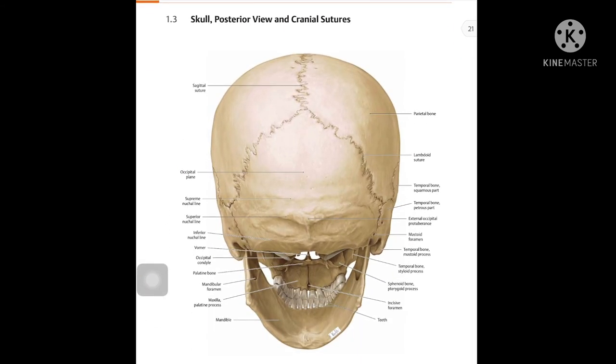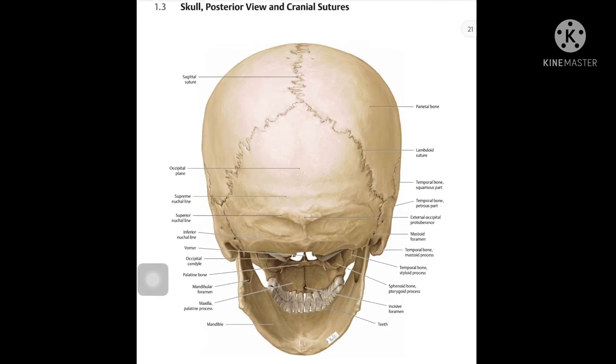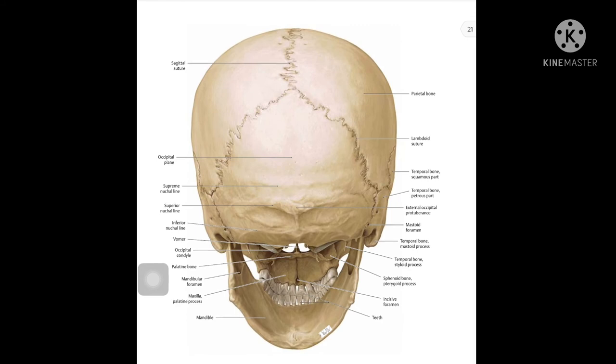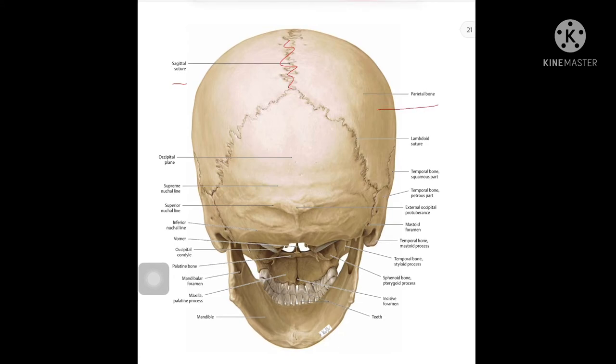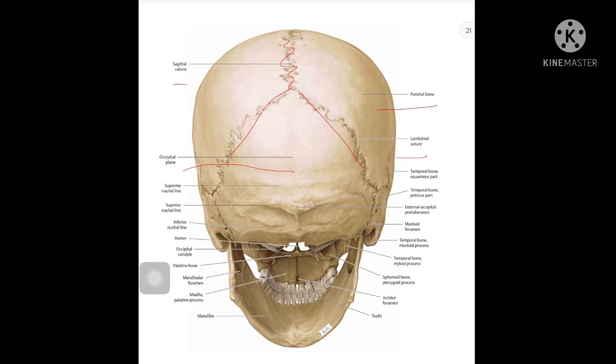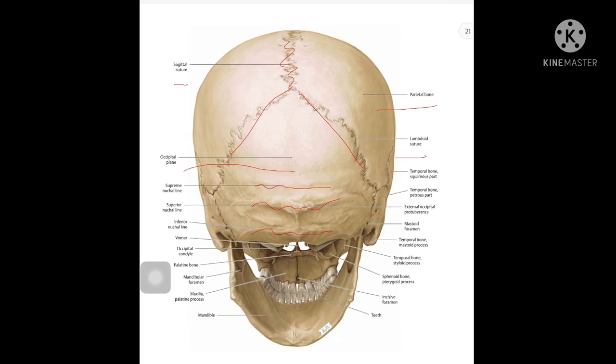See, this is the posterior view of the cranial sutures of the skull. Sagittal suture is present here. It's the parietal bone. It's the lambdoid suture. It's the occipital bone. It's the supreme nuchal line, the superior nuchal line, and the inferior nuchal line. It's the vomer.